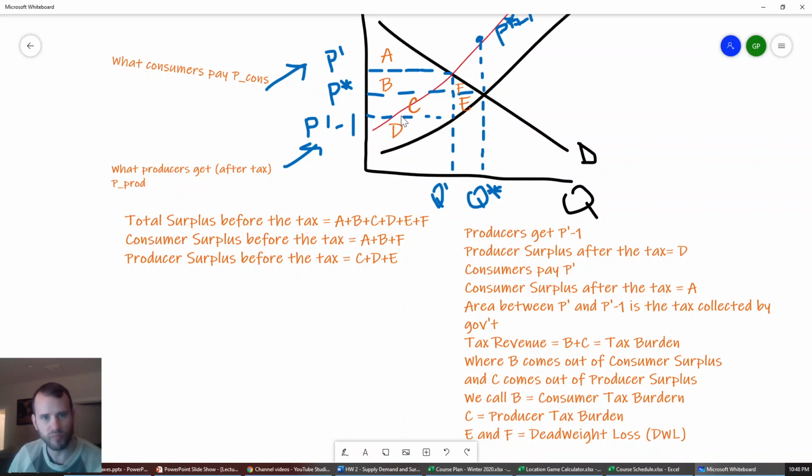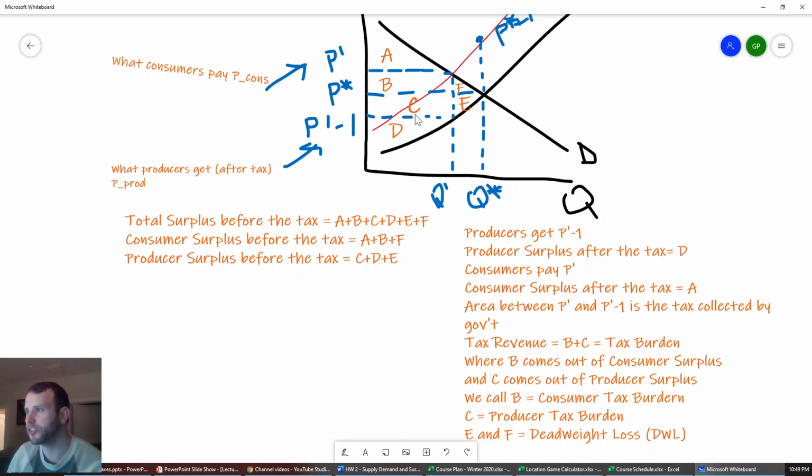Okay. Producer surplus is now just D. Producers are only getting back P prime minus the tax. So the difference between the equilibrium price that they receive and the supply curve is just D. C is going over to the producer tax burden. And then E is just deadweight loss, because producers between Q prime and Q star aren't selling their good.